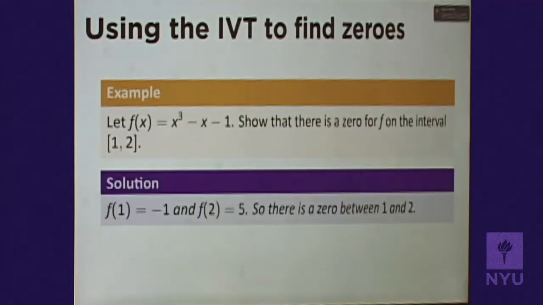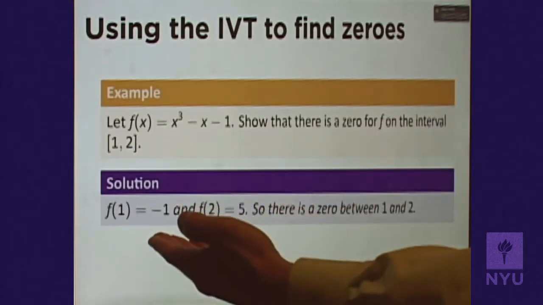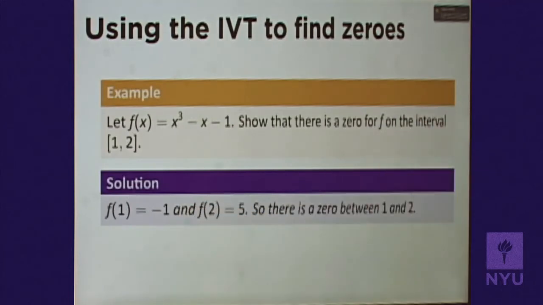So let us evaluate, or plug in, the function at those 2 points. f of 1 is negative 1: 1 cubed minus 1 minus 1 evaluates to negative 1. And f of 2 is 2 cubed minus 2 minus 1, which turns out to be 5. So f of 1 is negative 1, which is less than 0. f of 2 is 5, which is greater than 0. So 0 is an intermediate number between negative 1 and 5.